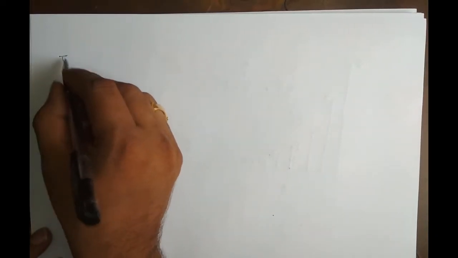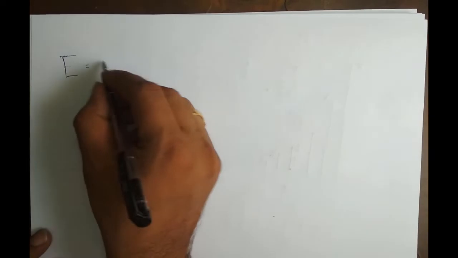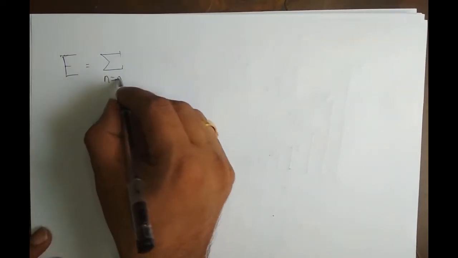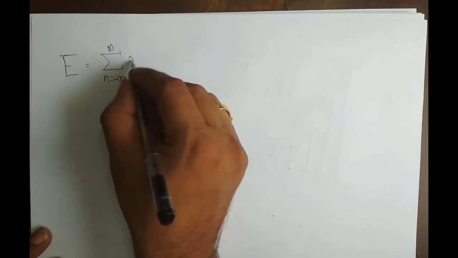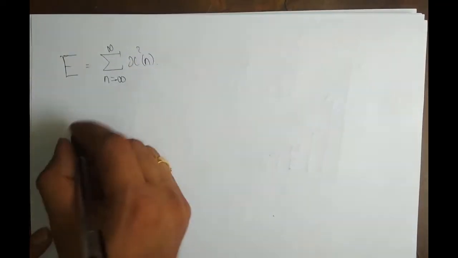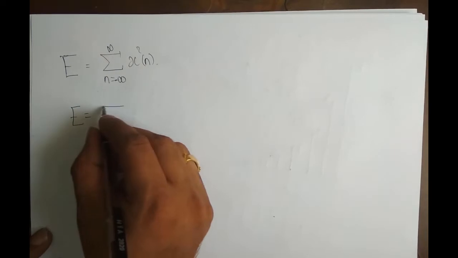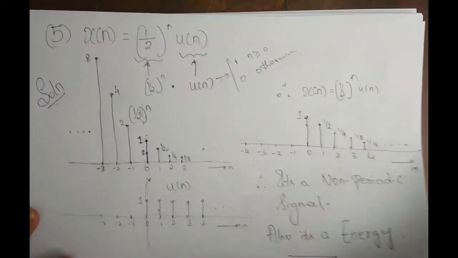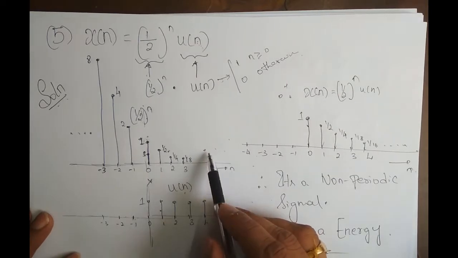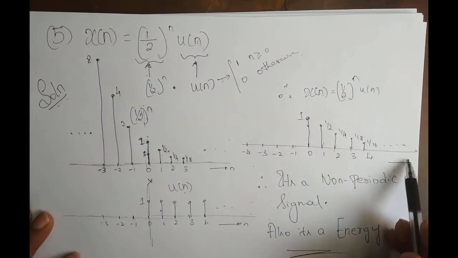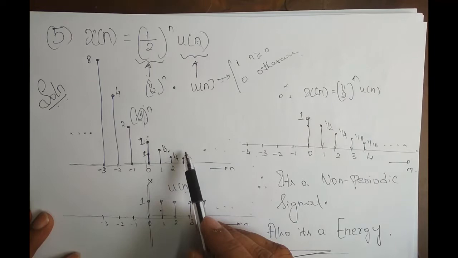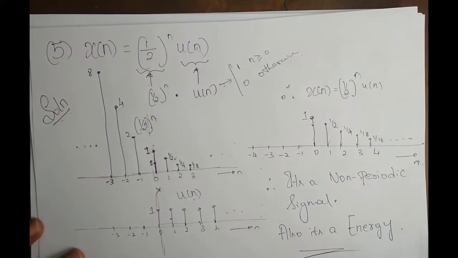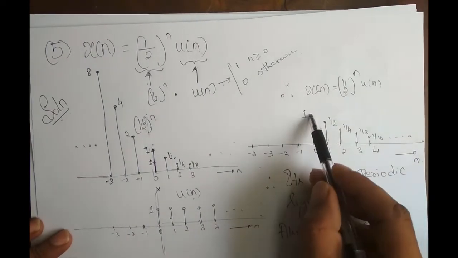So energy, what is the formula to find energy of a signal? It is summation n varying from minus infinity to infinity, the square of the signal, x square of n, right? So energy is equal to summation n varying from where to where? As per the formula, it is minus infinity to infinity, but since there are no samples from minus infinity to minus 1, our signal starts from 0 till where? Till infinity, right?